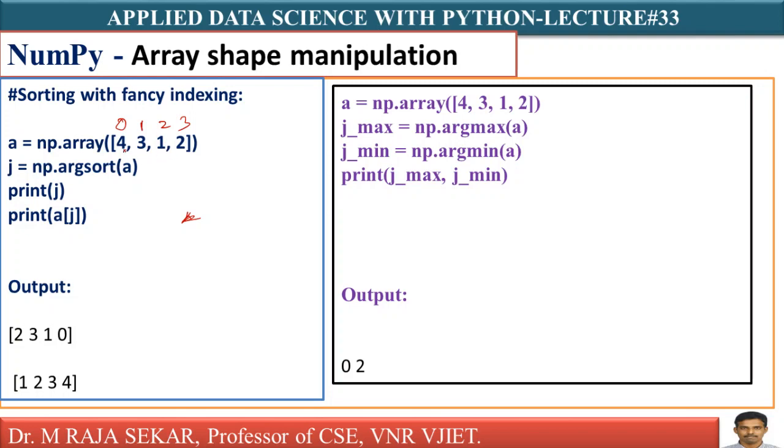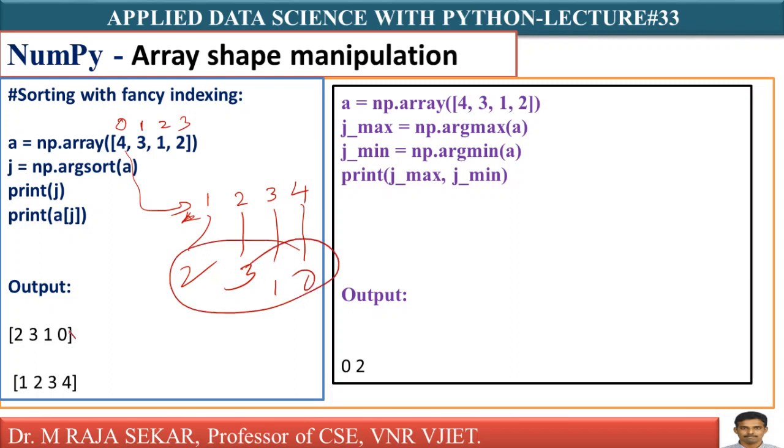Therefore, first just arrange these elements in sorted order. First which one? 1. Next 2, next 3, 4. What is the index of 1? Index of 1 is 2. What is the index of 2? Index of 2 is 3. What is the index of 3? Index of 3 is 1. Index of 4 is 0. Therefore, 2, 3, 1, 0. This is np.argsort: first it will arrange the original array in sorted order and it will print their indexes in the original array. Index of 1 is 2, that's why it's giving 2. Index of 2 is 3. That's why it will give indexes.